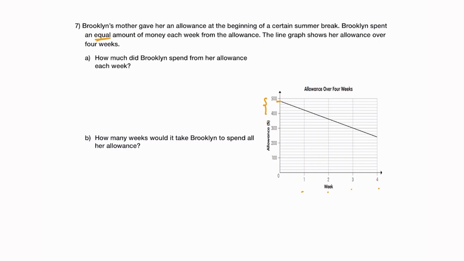And this is the fourth line, so that's 80, right? So this is 480 at the beginning. That's what Brooklyn is getting. And let's look at week 1, which is here, and that's 420. So that shows that she's spending $60 per week.